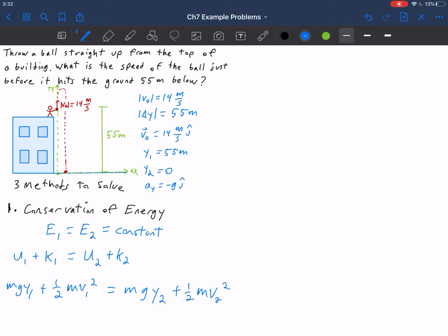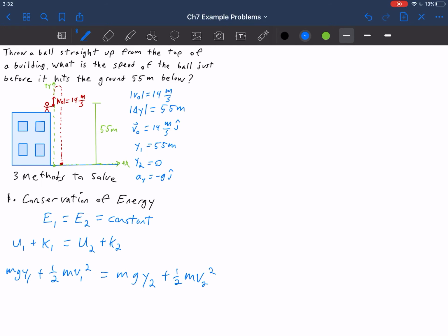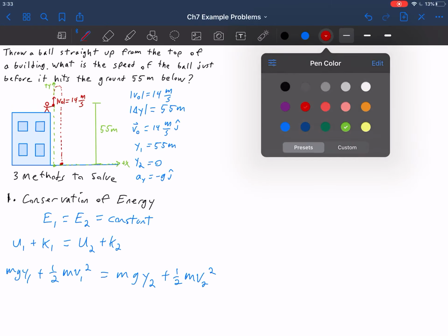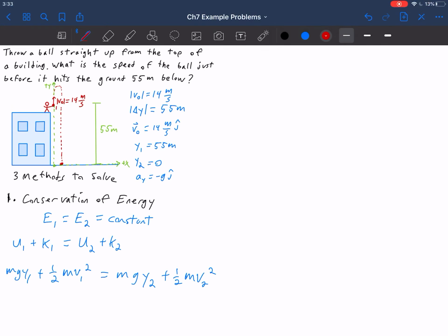Okay, and now let's go ahead and pick our two times. Let's pick time 1 to be the moment the ball leaves our hand, and so we definitely have gravitational potential energy at that time because the ball's leaving your hand at a height of 55 meters, and we definitely have kinetic energy at the moment because it's leaving your hand with a velocity of 14 meters per second. At time 2, let's pick when it hits the ground. Okay, let me label that here. I'll label this time 1, this time 2.